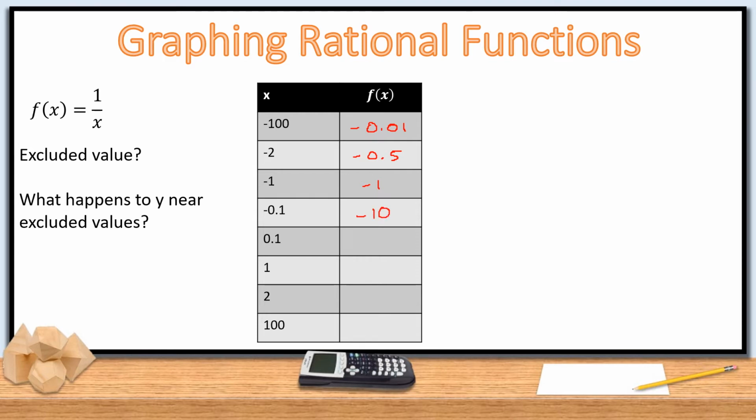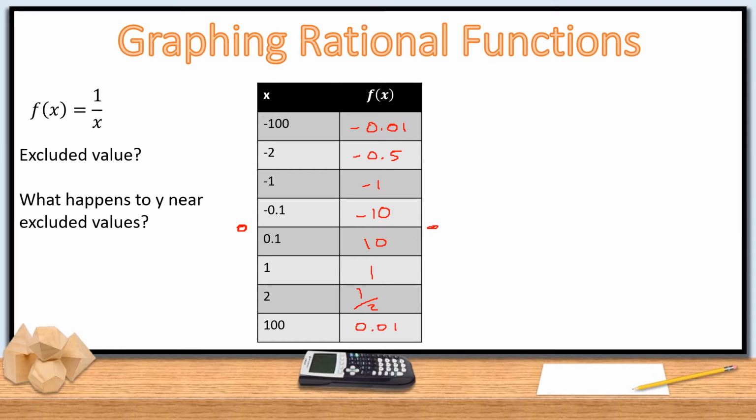Remember my excluded value is when x is equal to 0, so that's in the middle right here. So that would be my kind of undefined, infinity value. At 0.1, I'd have a positive 10, at positive 1, positive 1, at 2, a half, and then at 100, 0.01.